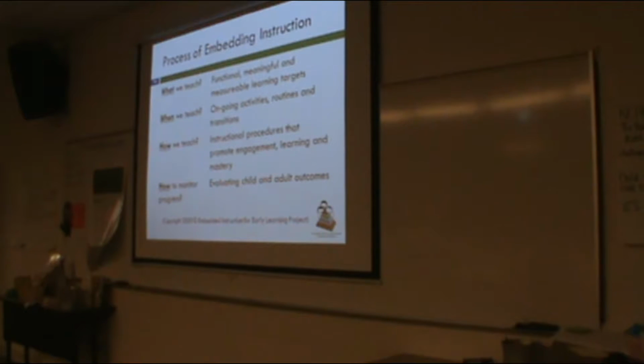A process of embedded instruction. What we teach: functional, meaningful, measurable learning targets. The caregiver plans what to teach. You may use your lesson plan during circle time. In the previous video, don't hit, feet on the floor, use walking feet, soft touches, etc. We do this when the child has calmed down after the situation or has de-escalated. And we can use it using visual or verbal instructions.